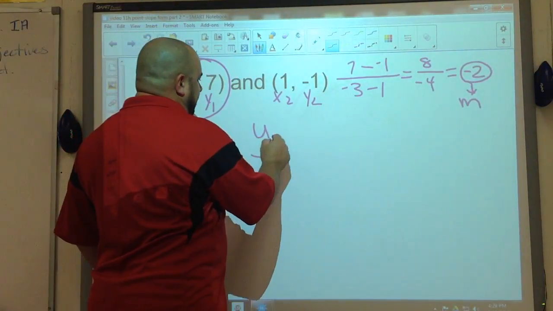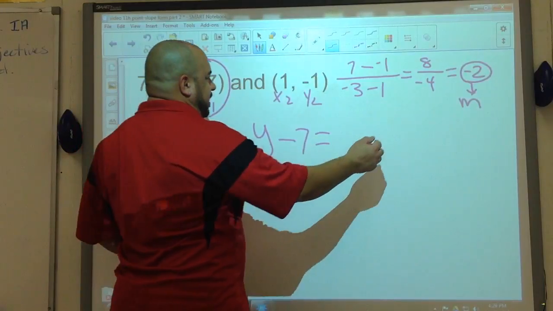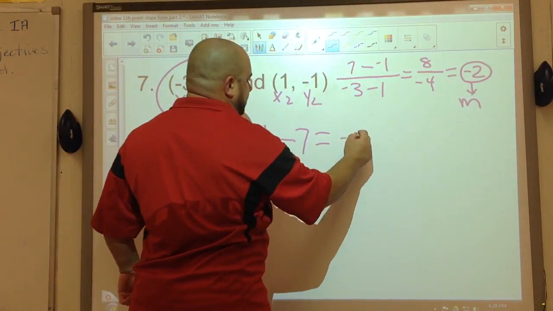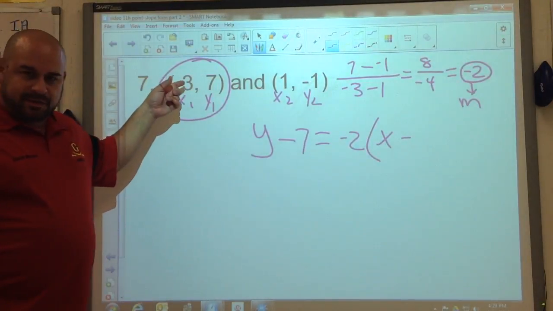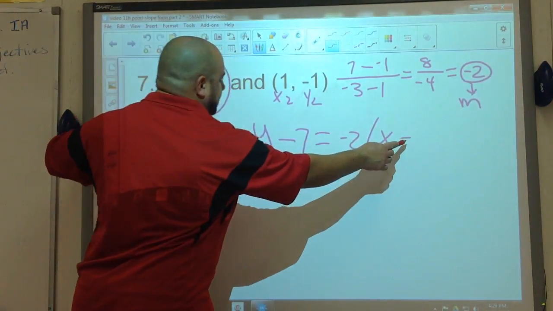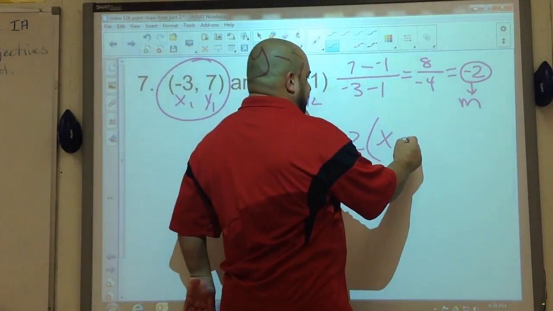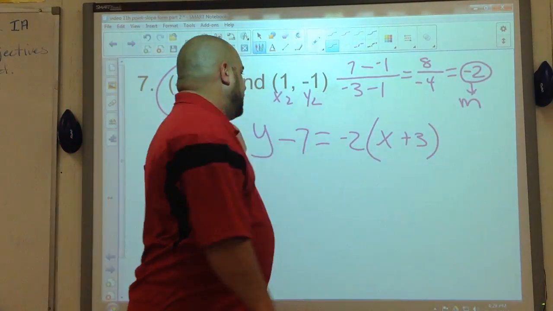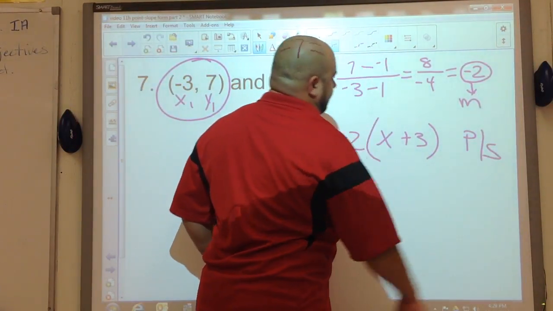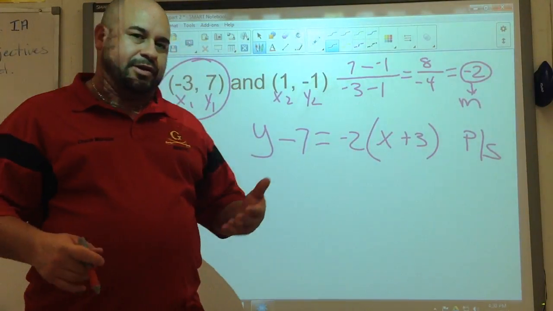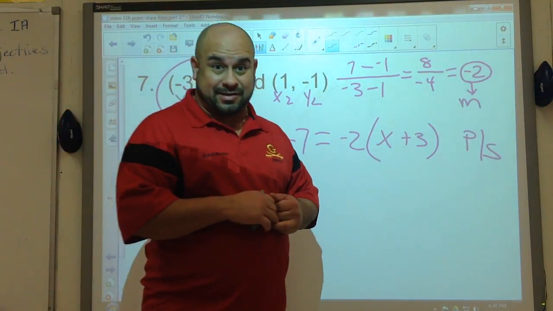So we have y minus y1, which is 7, equals m, which is negative 2, times x minus negative 3. And this minus and this negative becoming positive. So I'm going to put plus 3 here. Now if you remember, here's my point-slope form. If you remember now, there's 2 steps. We're going to distribute, and then we're going to get y by itself.